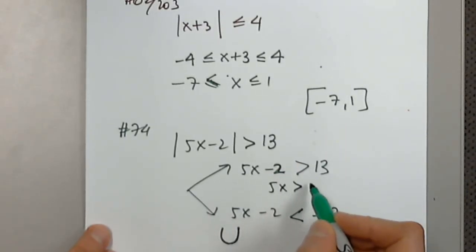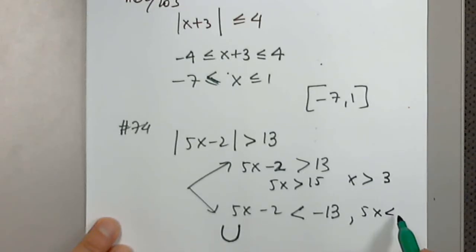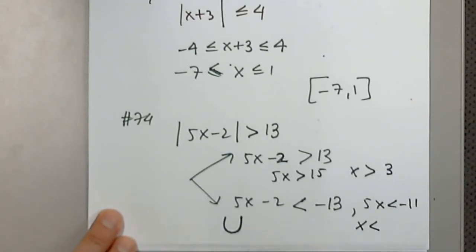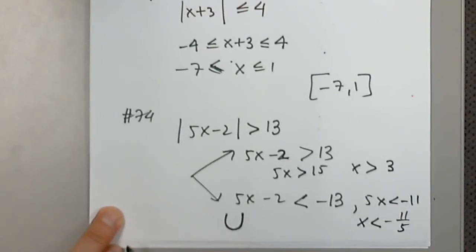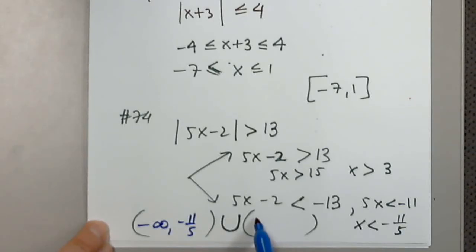Good. So here I have 5x greater than 15, so x is greater than 3. And here I have 5x less than -11, which means x is less than -11/5. So then I have to have the solution written with a union symbol. What do I have here and what do I have here? -11/5 to the left. -infinity, -11/5, union, 3, infinity. That's it.